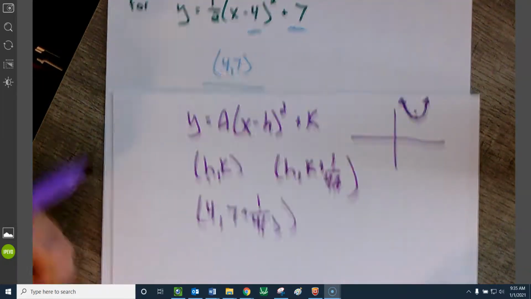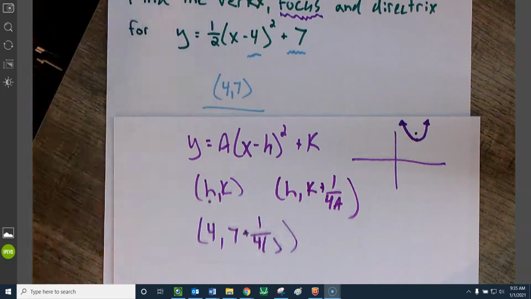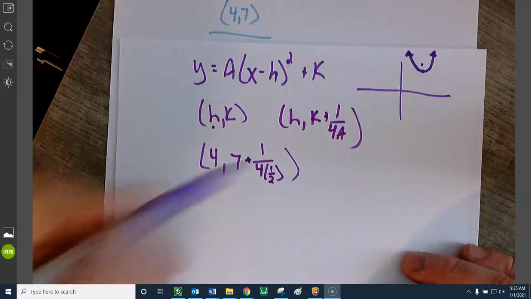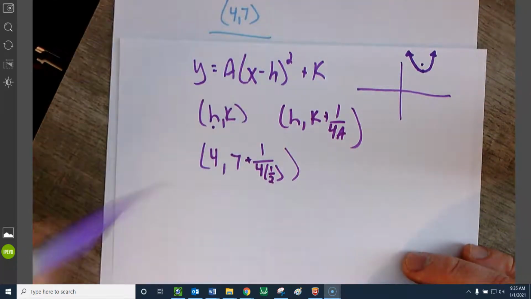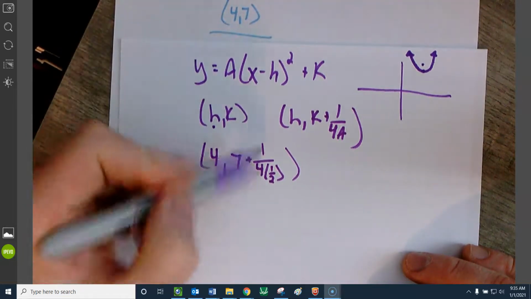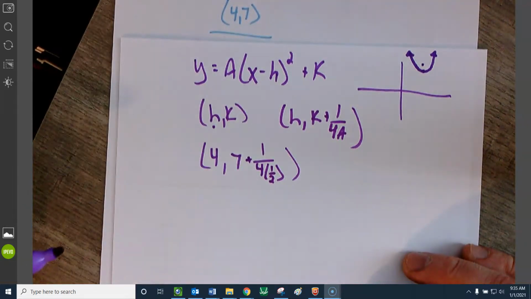In this case, a is that number that's sitting out in front. a is 1/2. So I'm just going to set a 1/2 in there. And then we have a little bit of arithmetic. A half times 4. 4 times a half is 2. 1 over 2 is a half. 7 plus a half is 7.5.